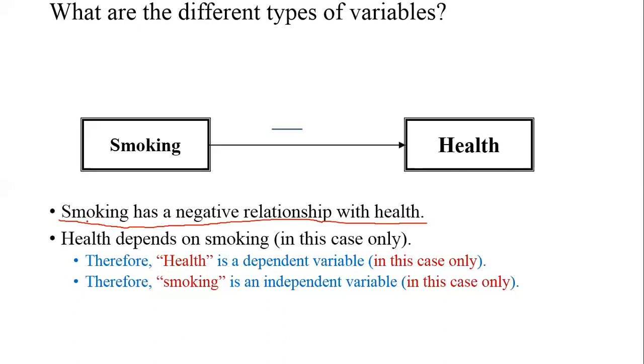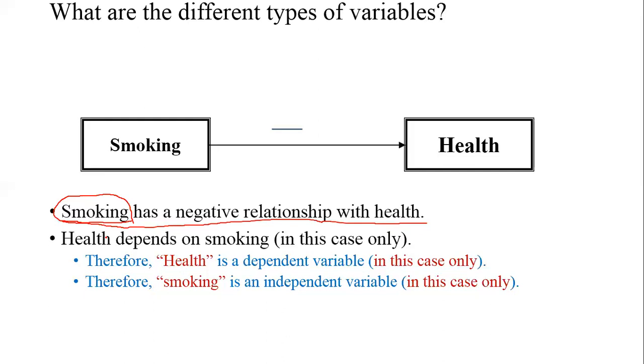What is a variable, first of all? A variable is something which has the capacity to vary when we move from one person to another person, or from one context to another context. So suppose smoking is our variable. When you ask different people how many cigarettes they smoke, they're going to give you different answers.